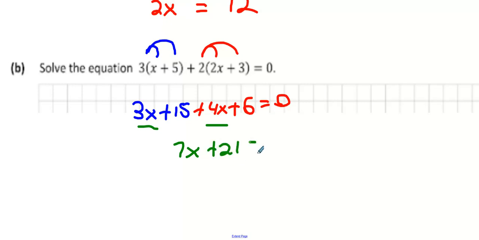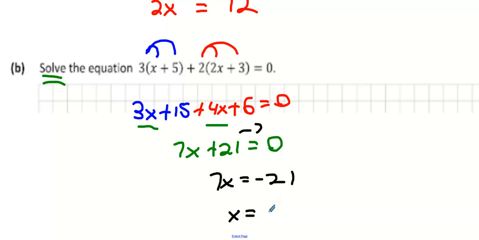Now, with solve questions, we always want the x on its own. So which one do you need to move over first? Once you move it over, and then after that? Minus 21 divided by 7. What do you get?